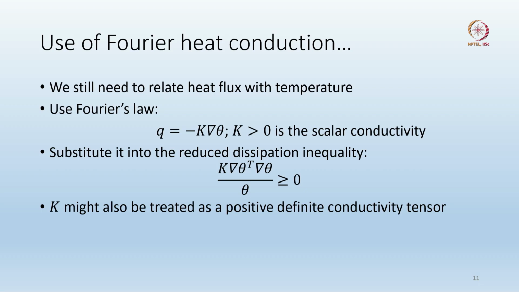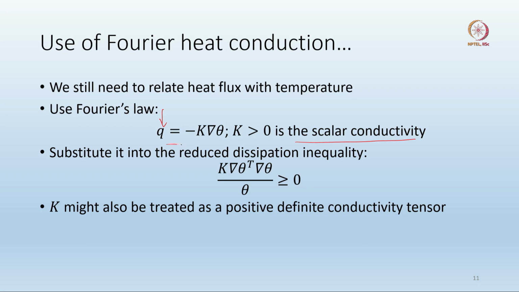One way of satisfying this is to use Fourier's law, as you know. In Fourier's law, Q, the heat flux, is written as the negative of the gradient of theta times some constant k. This k can be taken as a scalar valued constant, called the conductivity. We may be happy with a scalar conductivity, or k can be a symmetric positive definite matrix, in which case we call it a conductivity tensor. We need not bother about this; consider k to be a scalar conductivity, but definitely greater than 0.